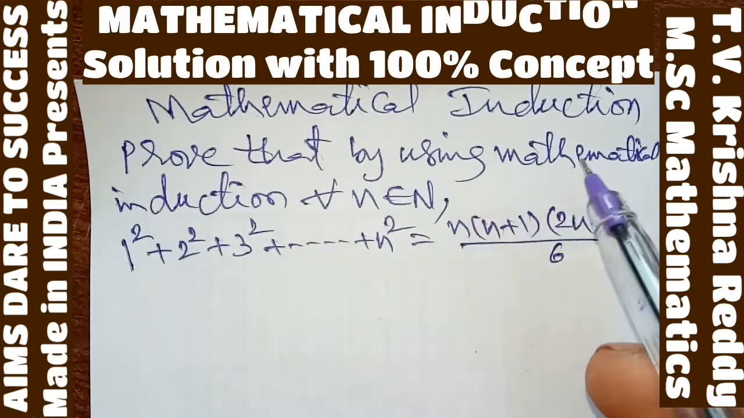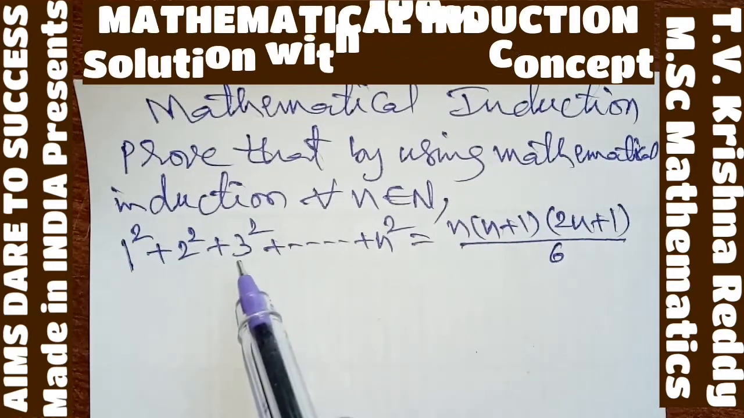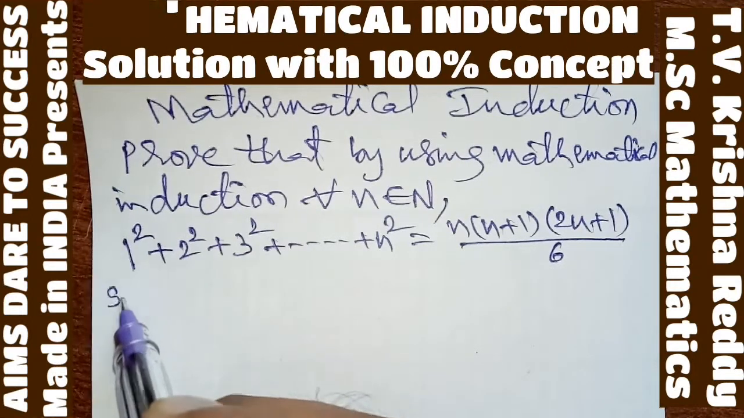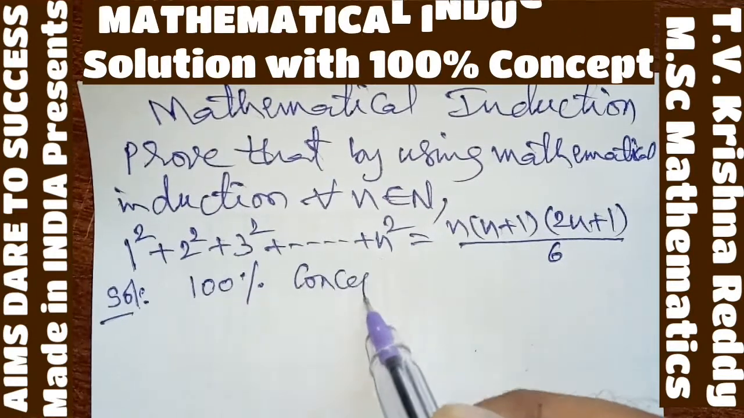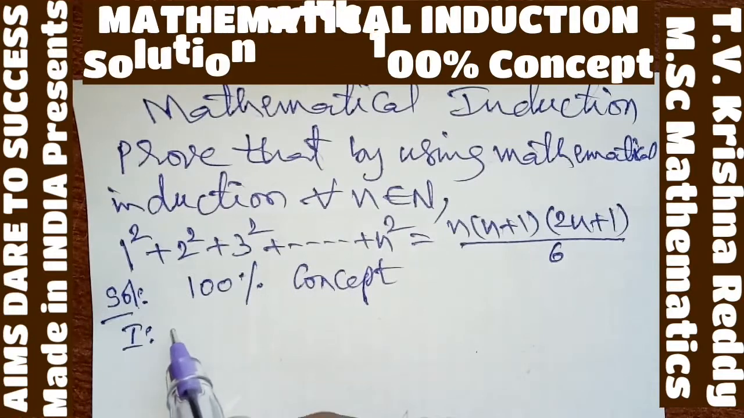Prove by using mathematical induction, for all n belongs to N, 1 square plus 2 square plus 3 square plus and so on plus n square is equal to n into n plus 1 into 2n plus 1 by 6. Now I wanted to discuss the solution with you with 100% concept. This mathematical induction question I wanted to divide into 3 parts.